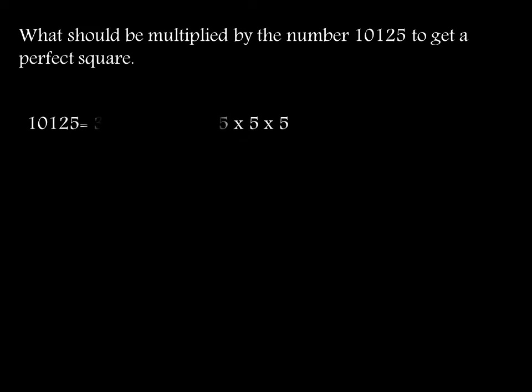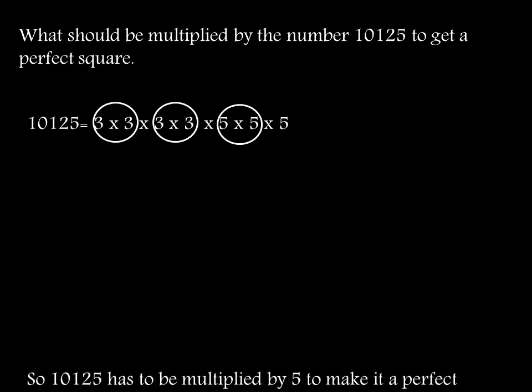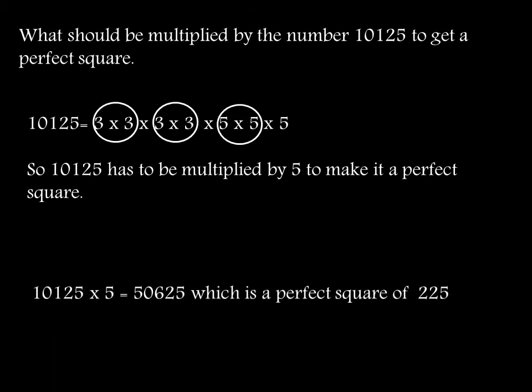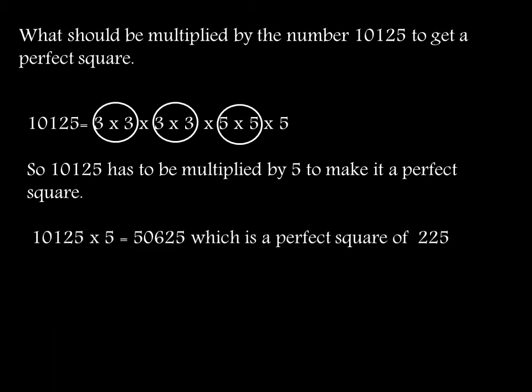What should be multiplied by the number 10,125 to get a perfect square? Let's break up 10,125 into its prime factors. We see that the factor 5 does not have a pair. So 10,125 has to be multiplied by 5 to make it a perfect square. 10,125 times 5 equals 50,625, which is a perfect square of 225.